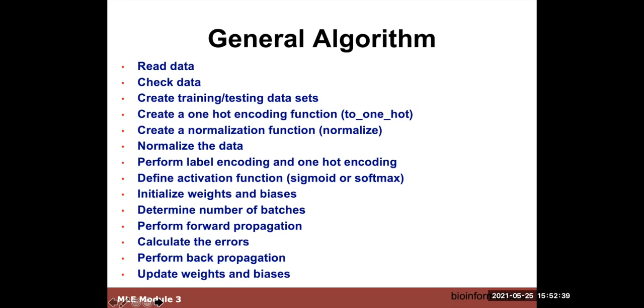Then we have to determine how many batches we're going to train. So we're not going to just train one batch, we're going to have several batches. Then we have to do the forward propagation from our randomized weights and biases. We calculate our errors from the neural net. Then we perform the back propagation to adjust them. And then we update our weights and biases and then repeat this over and over and over again until the errors are minimized. So there's, you know, about 15 different elements to a neural net.